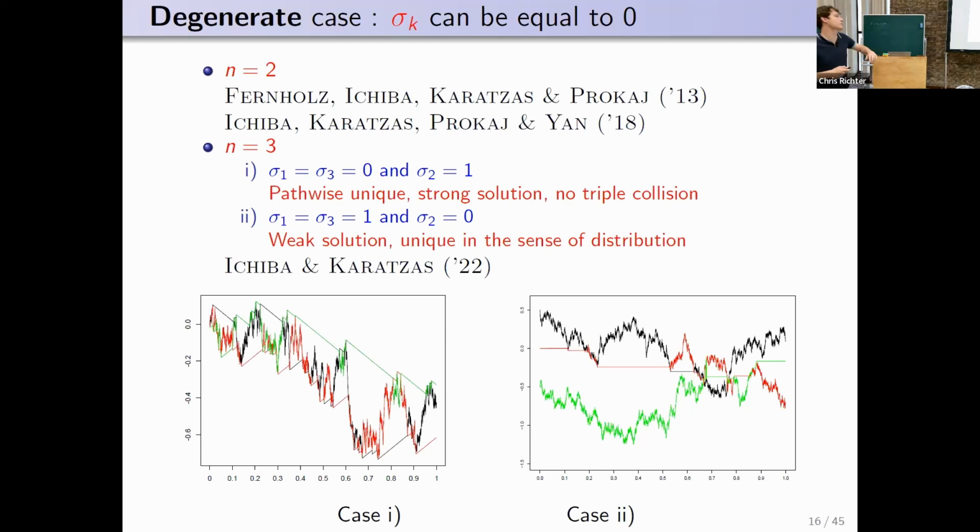And today we will focus on the first case, which is that sigma 1 equals sigma 3 equals 0 and sigma 2 equals 1. We could take another value. We just take 1 to make it simple in the formula, but it doesn't change anything. And so we will study this process.